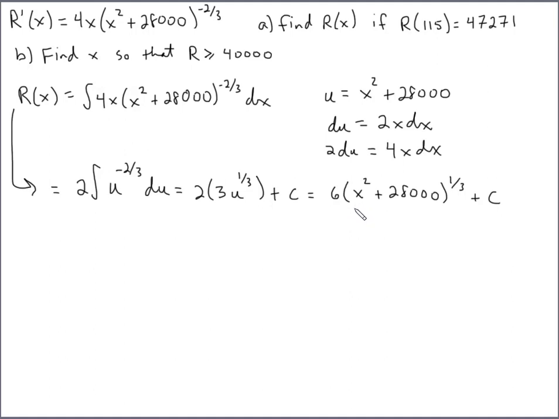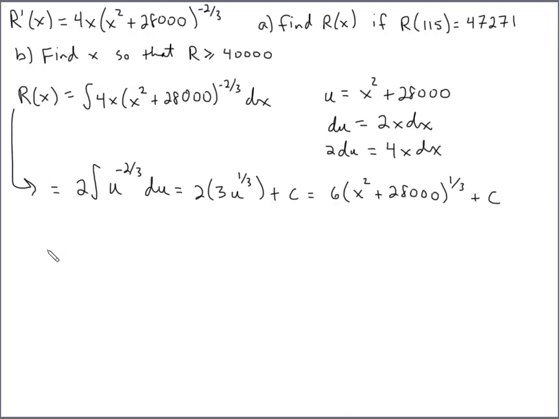Okay, so now we have to find that c. How are we going to do that? Well, we use the given information here. Find r of x if r of 115, that means if we sell 115 items, we know we're going to make that much profit. In the problem, it says that revenue is measured in thousands of dollars, so if we want to solve this, we have to convert this into thousands of dollars. It already is in thousands, but we want then to basically move this decimal place, so this is actually $47.271 thousand.